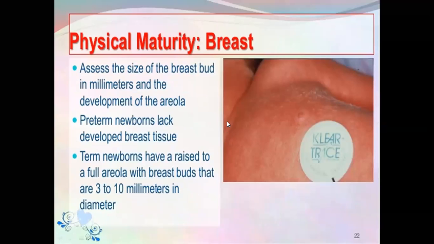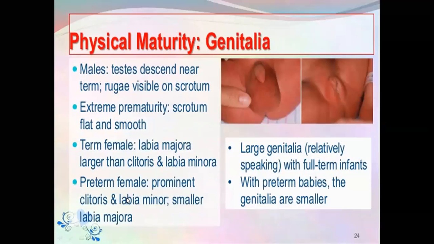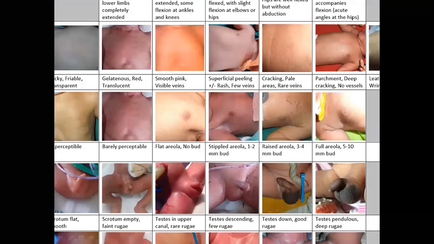Then comes the breast. We have to assess the size of the breast bud in millimeters. The preterm babies usually lack developed breast tissue, and the term babies have a raised to full areola with breast buds that are 3 to 10 millimeters in diameter. Next, this will give a clue to whether the baby is preterm or term. That is the external genitalia.